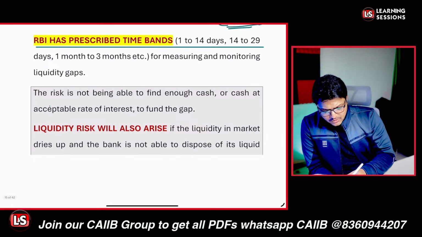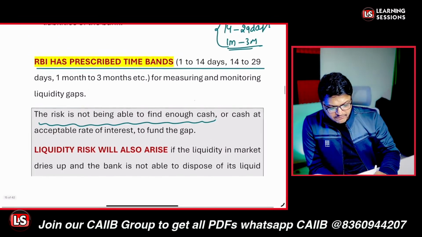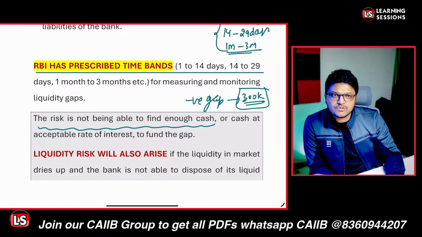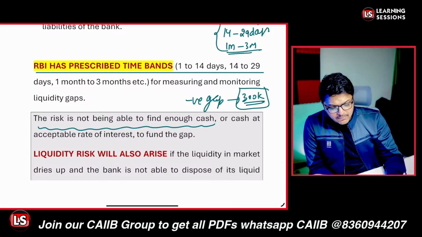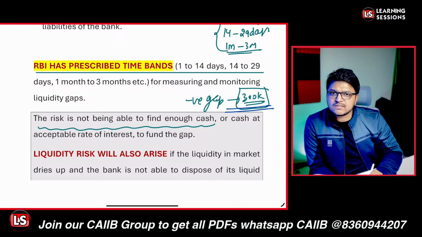The risk is not being able to find enough cash. Let's say the risk would be related to what? Let's say a negative gap of 300k, that is, you have a shortage of funds amounting to 3 lakh rupees, and you're not able to meet this shortage of funds. That is a risk imposed on you.